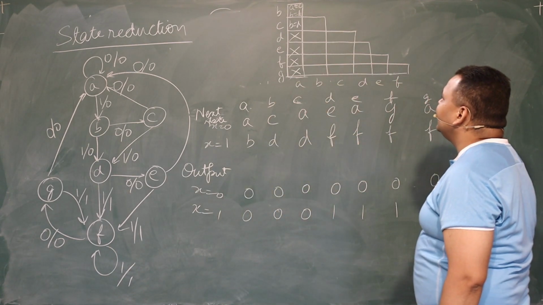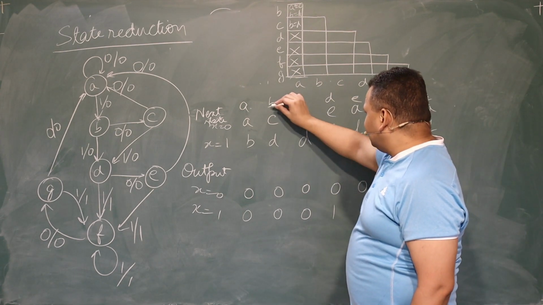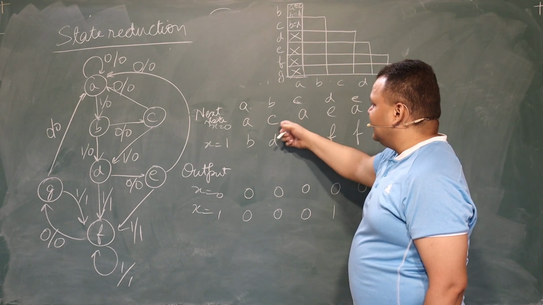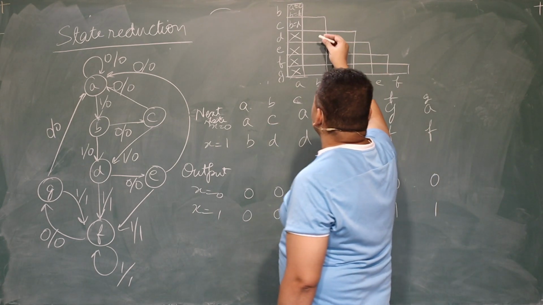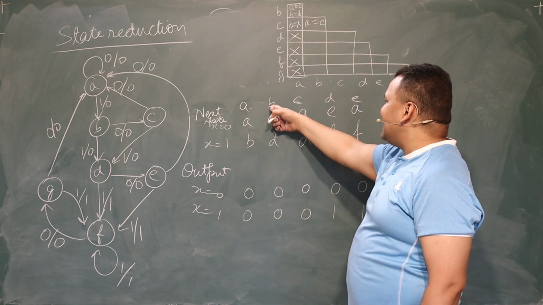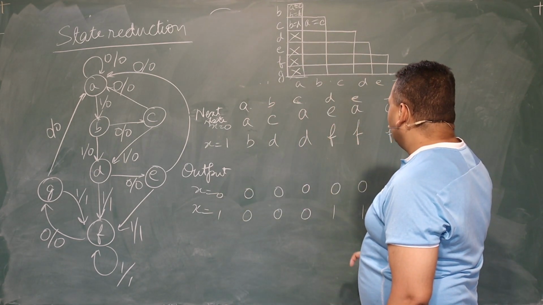Can B and C be equivalent? Depending on whether C is equivalent to A. If A is equivalent to C, then there is a possibility that B and C can be equivalent to each other. What about B and D?